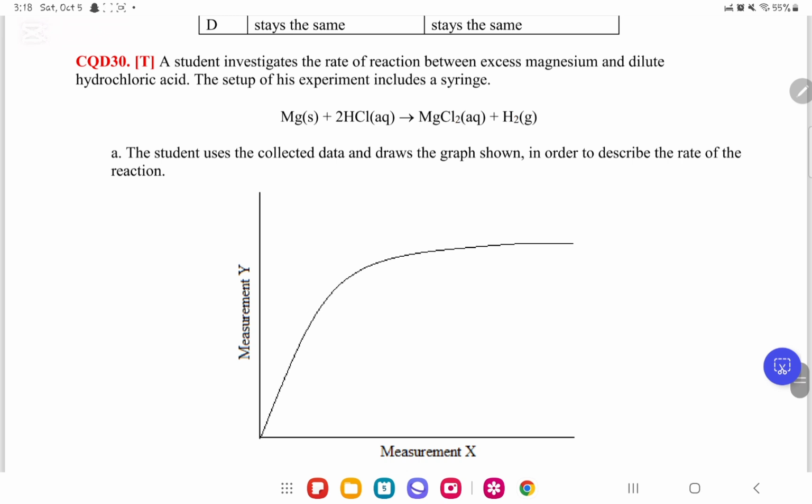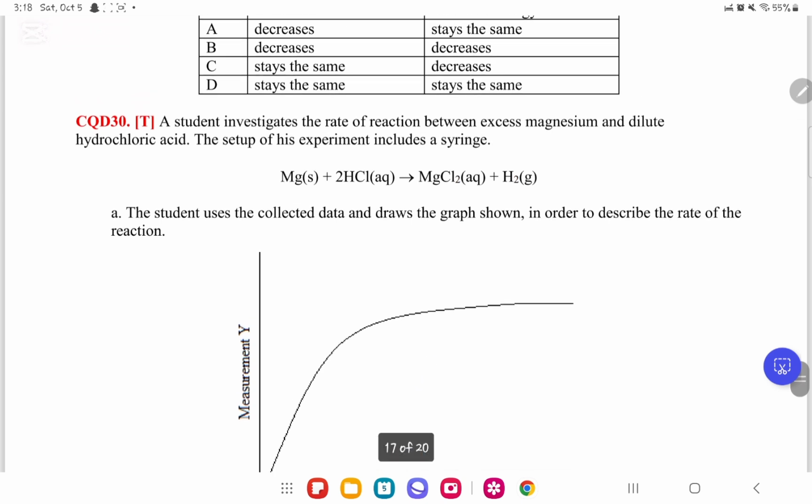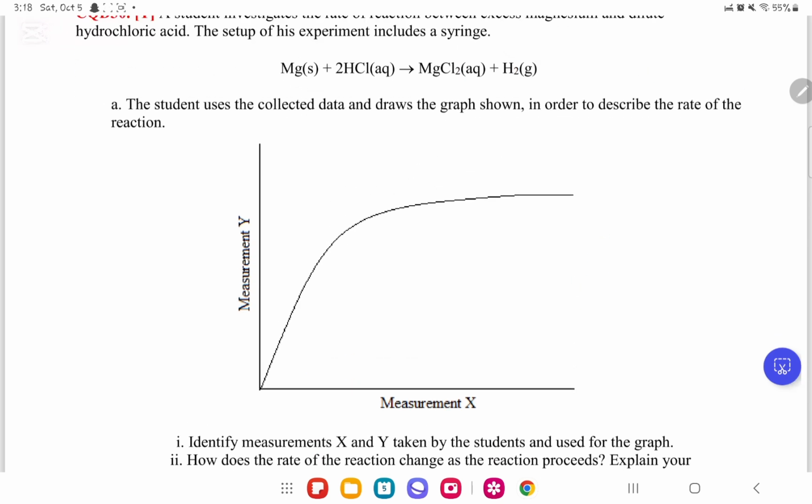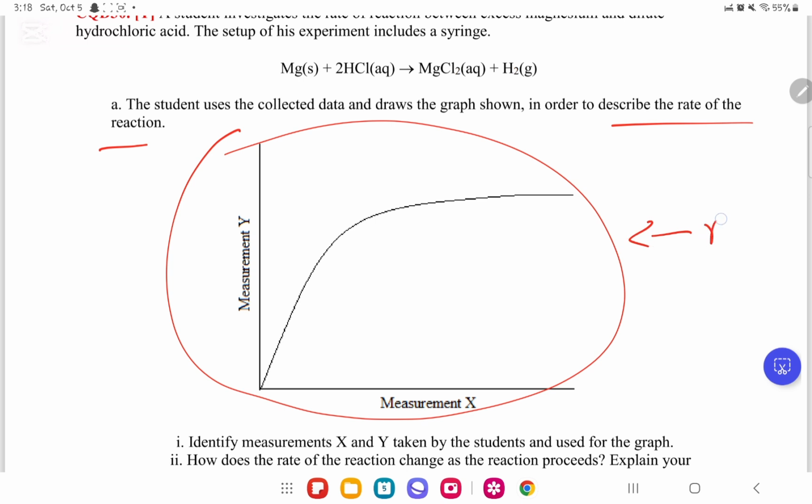CQD 30. A student investigates the rate of reaction between excess magnesium and dilute hydrochloric acid. So the excess is the magnesium and the hydrochloric acid is the limiting. The setup of his experiment includes a syringe. A. The student collected the data and draws the graph below in order to describe the rate of the reaction. So this describes the slope of the reaction rate. If you remember in the previous video, on the x-axis is the time, and on the y it is the products.